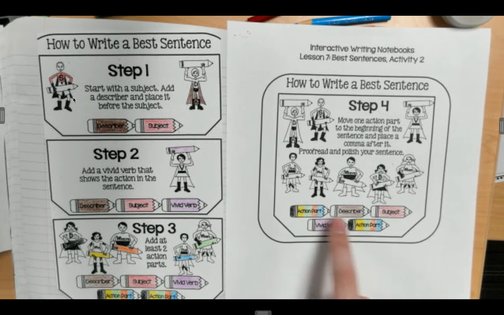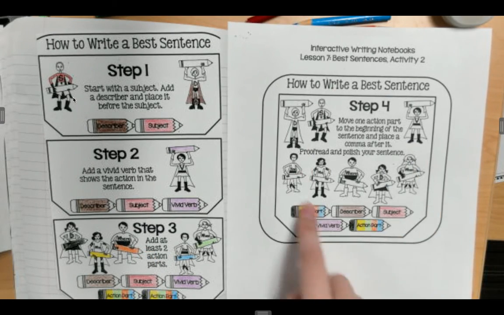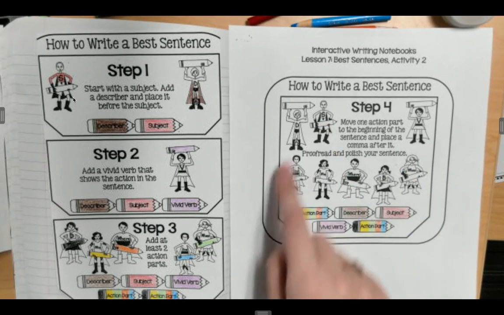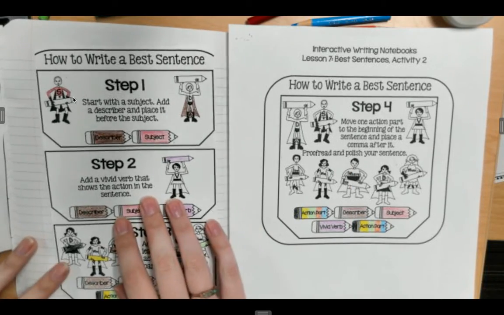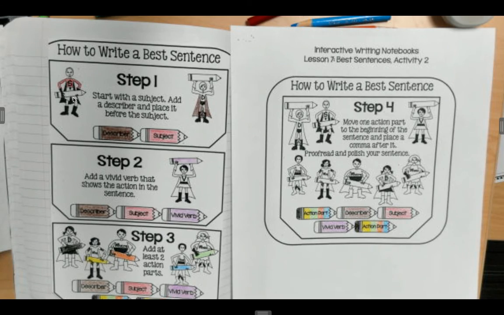It does not matter which of the action parts from step 3 you move to the front, but step 4, this is our goal. This is our final summative test that we are taking on Monday. This step 4, this is where we should be. So please cut these out and glue them into your notebook. Minimal coloring like I did is just fine for today.